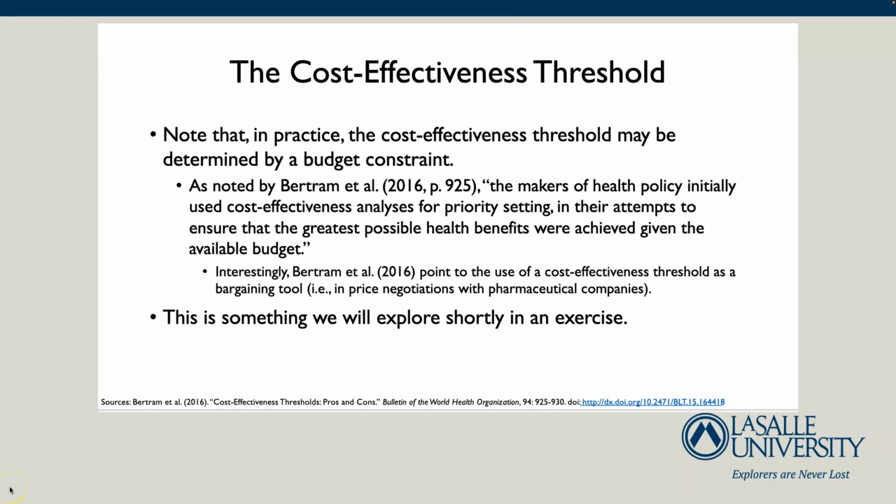The cost effectiveness threshold may ultimately be determined by a budget constraint. And so, as noted in one study, the makers of health policy initially used cost effectiveness analysis for priority setting in their attempts to ensure that the greatest possible health benefits were achieved given the available budget. They also noted that cost effectiveness analysis and the cost effectiveness threshold could also be used as a bargaining tool, say in price negotiations with pharmaceutical companies.